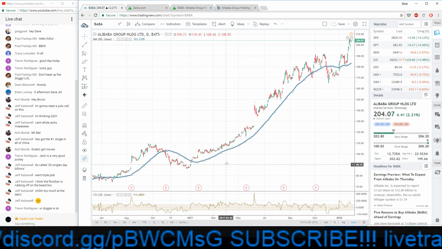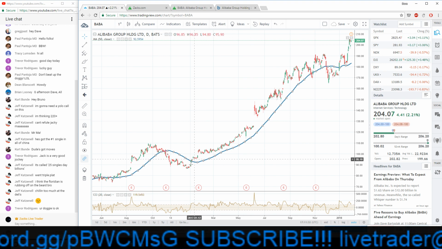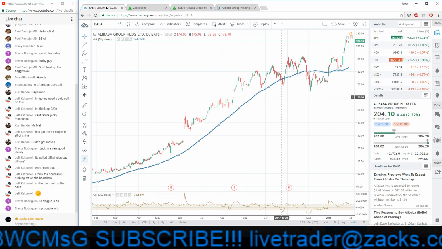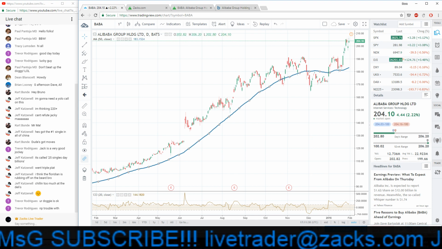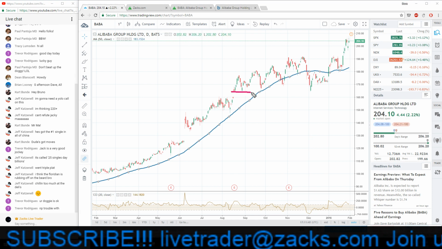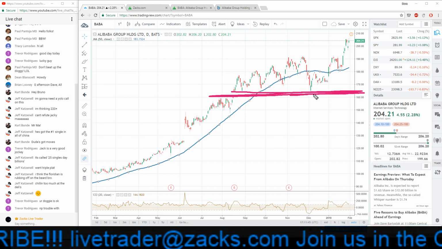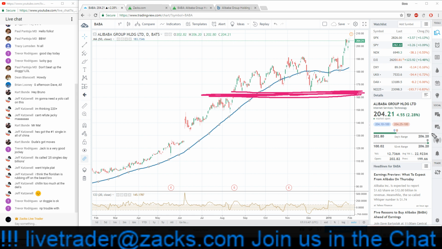He likes it. Look at this move. I mean, this is spectacular. Leapfrogging the 50-day to start the year, and then barely looking back. You do have this nice bottom that got put in.